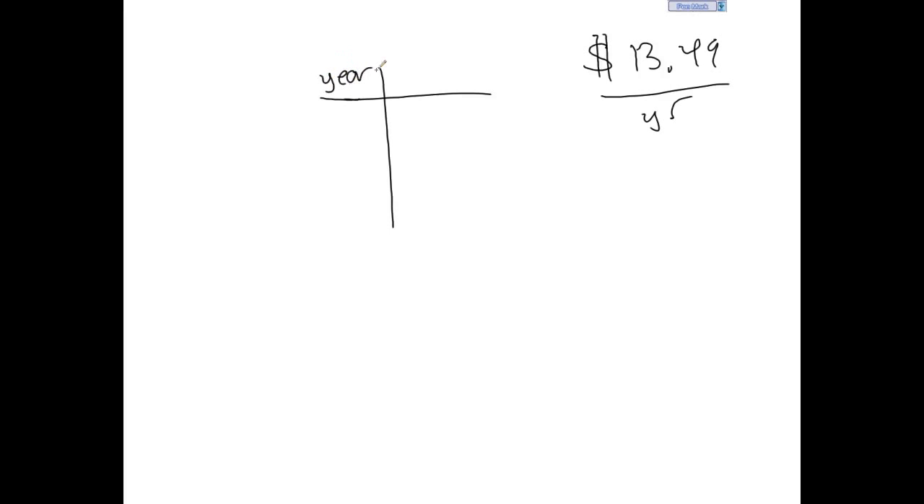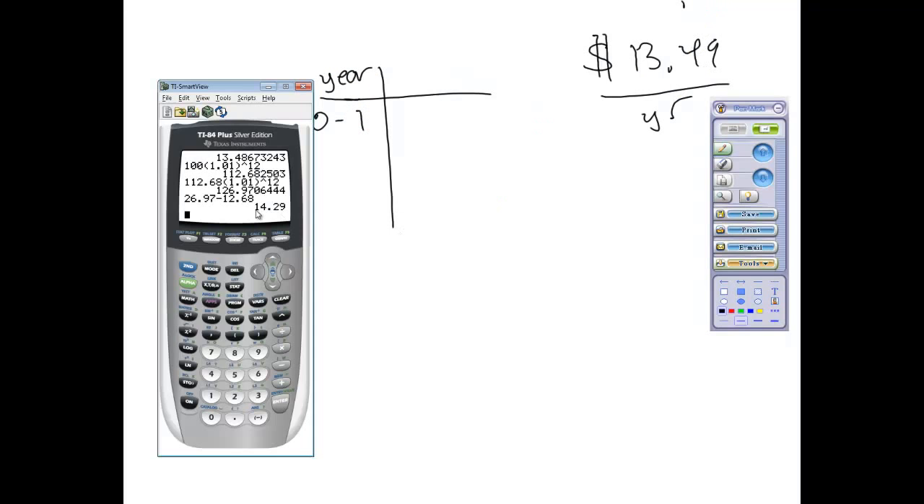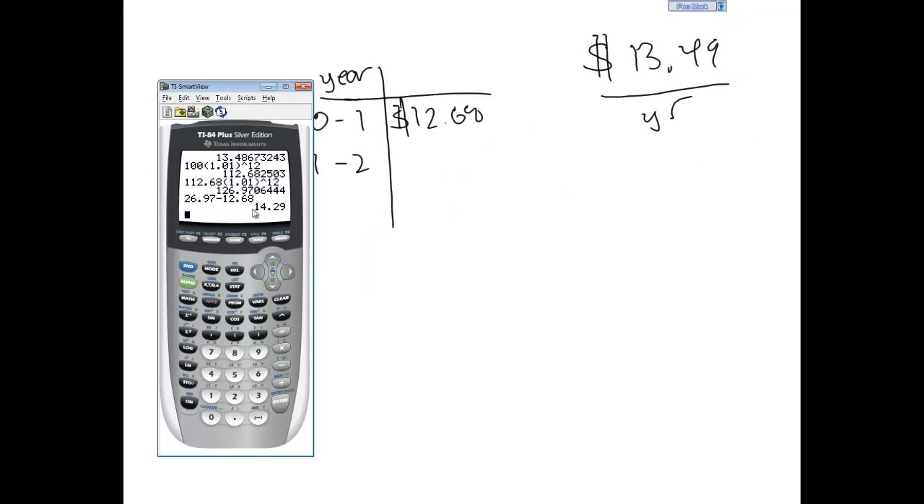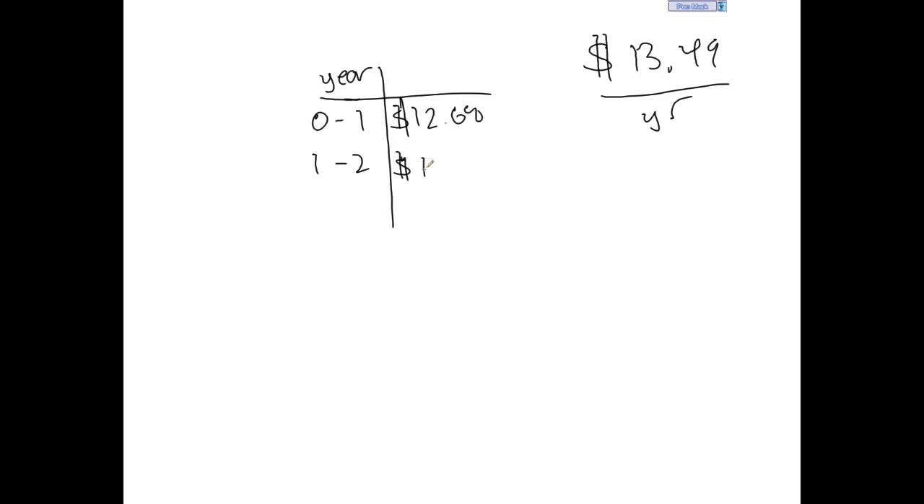So let's write year from 0 to 1. What did we say? It was $12.68. But for years 1 to 2, it was actually, let's see, a little bit higher, right? $14.29. Now, if you did take the average of these, you should get $13.49. If you sum them up and take the average, you get $13.49 because that's exactly what we got before. But notice this isn't evenly distributed.